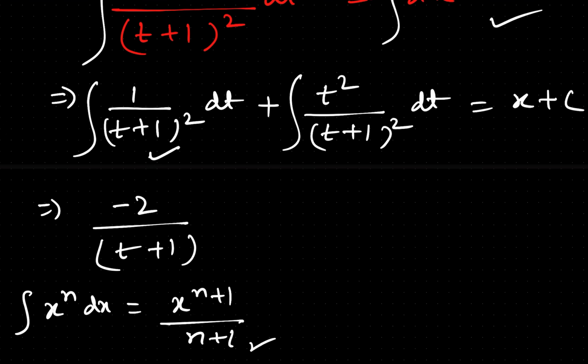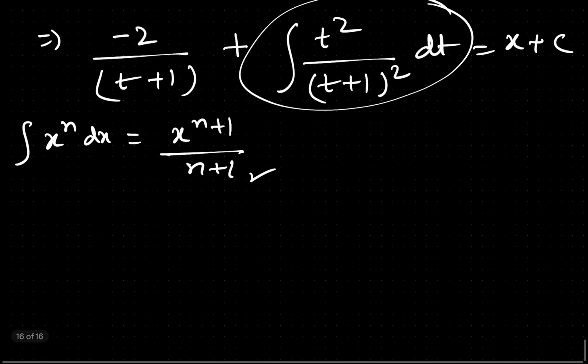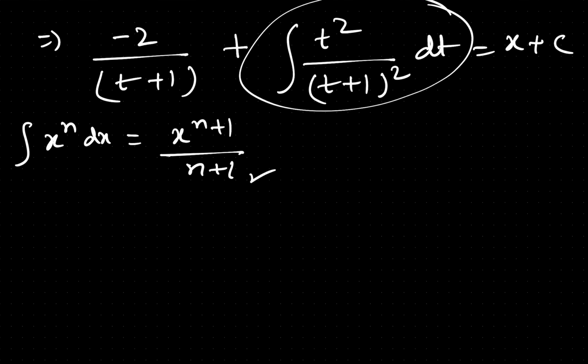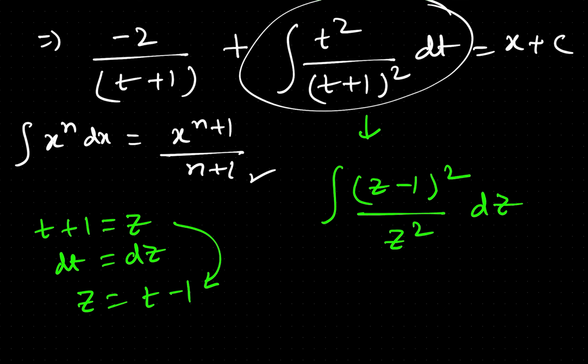So I hope that you are finding it easy, and we will see how we will do it. So let it be as it is, and here x plus c. So we just have to find this one. So what we will do, we will substitute t plus 1 equal to z. So dt will be equal to dz and t will be equal to z minus 1 from here. So if you substitute here, it will become z minus 1 whole square in the numerator, and in the denominator you will get z square, and here you will get dz.